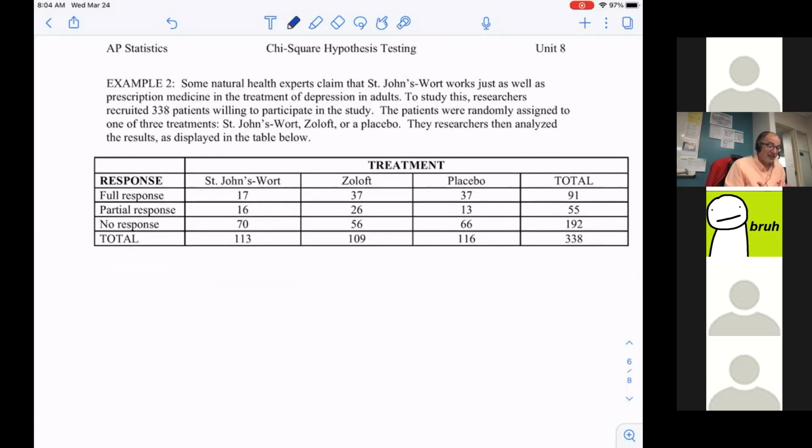All right. So we want to see, is there a difference between the treatments for depression as far as St. John's wort, Zoloft, or a placebo? Is there a difference in the results? Okay, so we had a full response, a partial response, or no response. I'm not sure exactly what scale they were measuring that on. So we were trying to see if those are equal. Okay, so again, this is going to tell me that I'm after a chi-squared test. We're going to test for homogeneity.